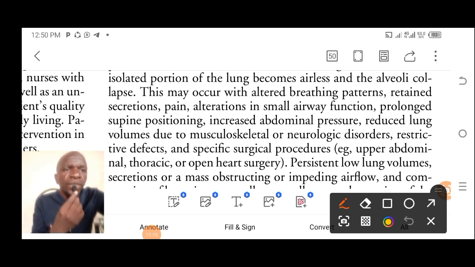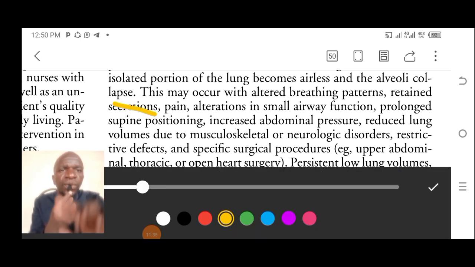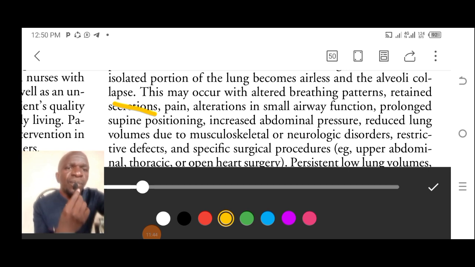We are saying this may occur with altered breathing patterns. The alveoli will become airless and collapse because of altered breathing patterns. For example, if there are retained secretions, someone has a lot of secretions in the lungs, it means there's going to be blockage. These secretions are going to block the airways, and when they do, there's not going to be entrance of air into the alveoli. So the affected part will become airless and collapse.